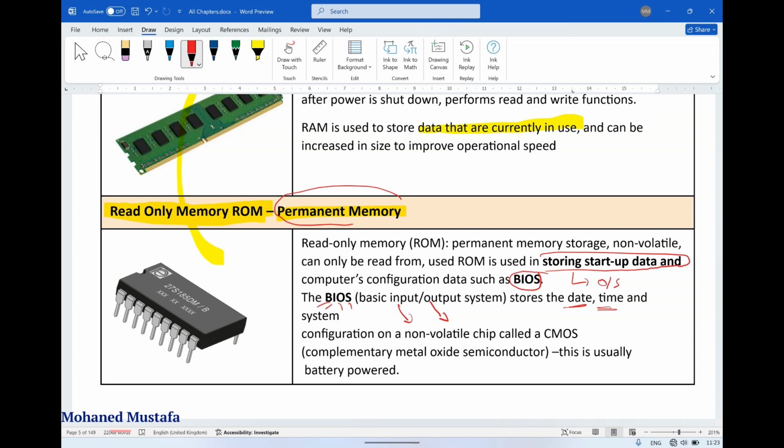Are you good? So the ROM is permanent, the RAM is temporary. The ROM you can only read, the RAM you can read and write. Why? You can put apps in and remove apps from the RAM. That's why you can get information from the RAM and put information into the RAM.